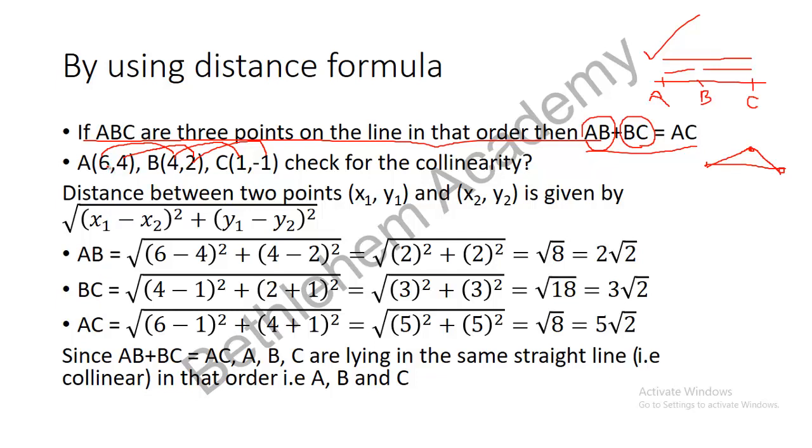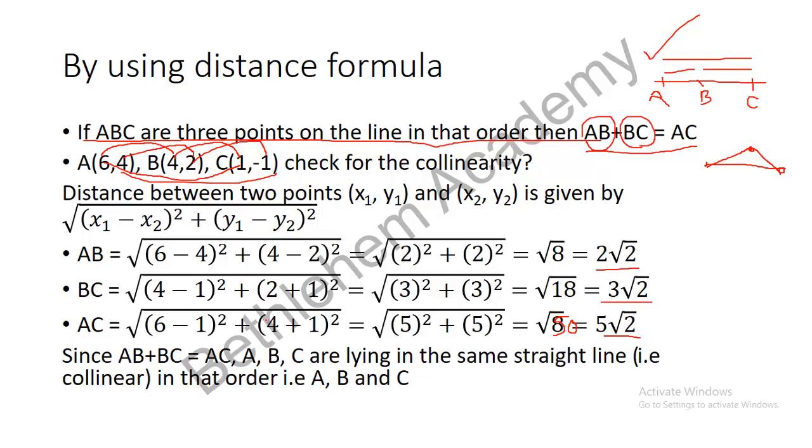Then the distance between A and C is root of (6 minus 1) whole square plus (4 minus of minus 1) whole square, that is 5 square plus 5 square, this is 50, not 8, because 25 plus 25 is equal to 50. So root 50 is 5 root 2. So these are the distances AB, BC and AC. Now if we add AB and BC, then we will get 5 root 2.